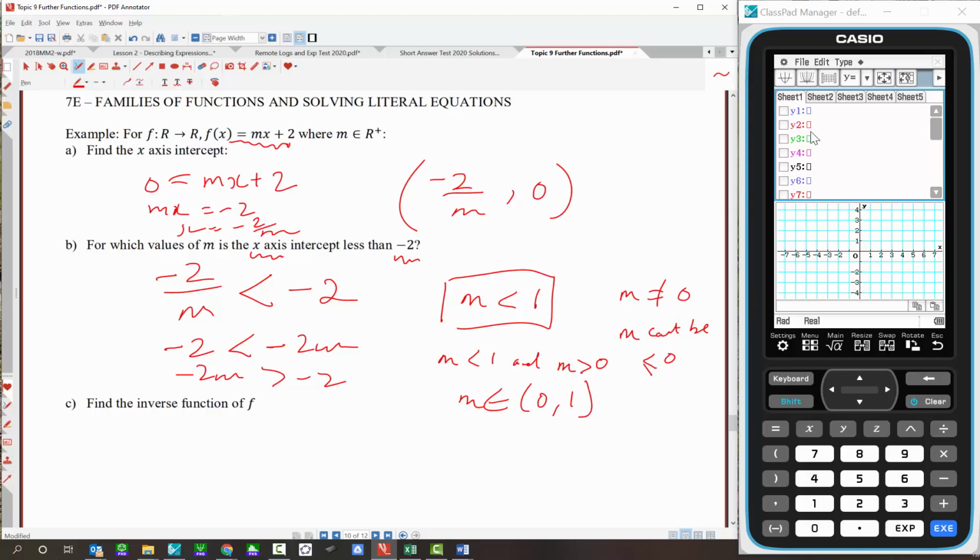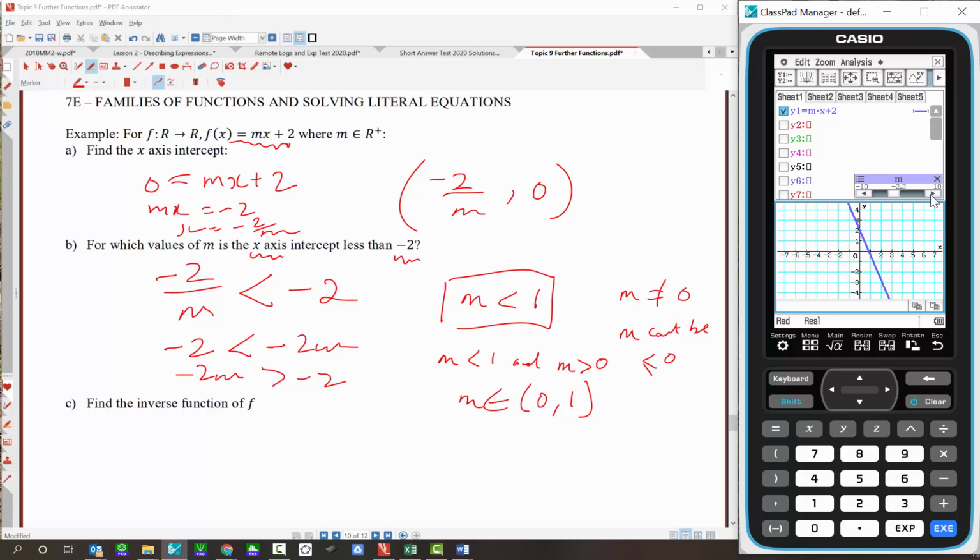Right, let's see what that might look like as a graph. m times x plus 2. And we use the parameter feature of this to test it. So here m is -2.6. And of course, we said that m is an element of 0 and 1 to produce an x-axis intercept less than -2. So we can see here that that's why it doesn't meet the requirements. It's negative, and a negative divided by a negative is a positive.